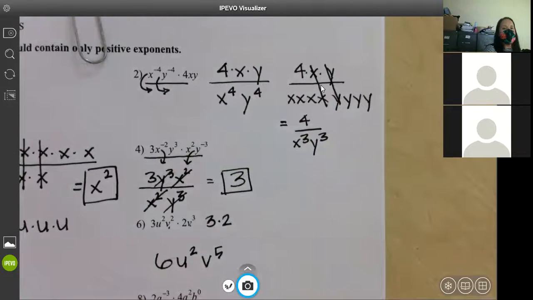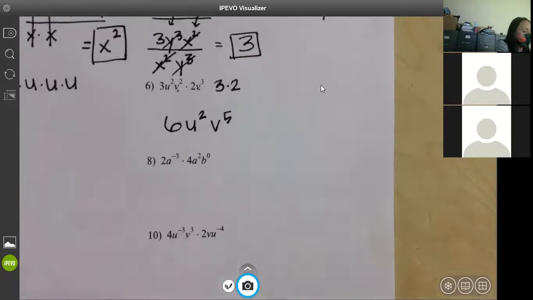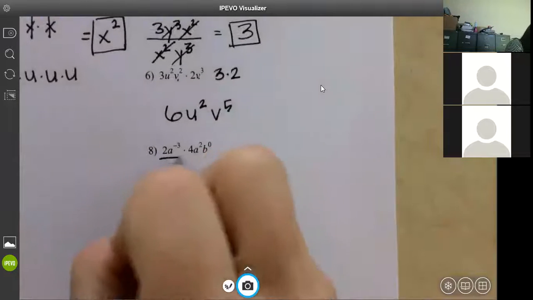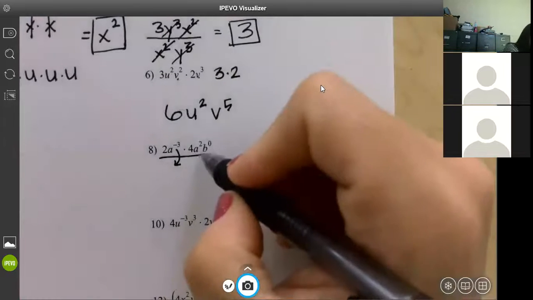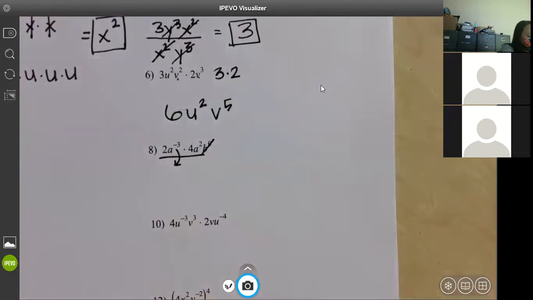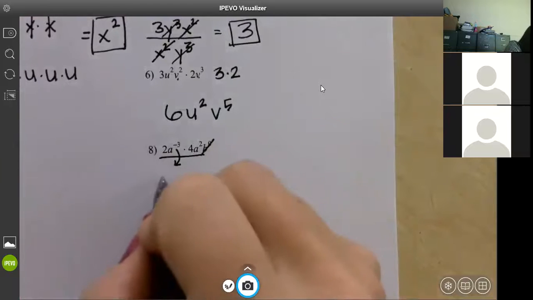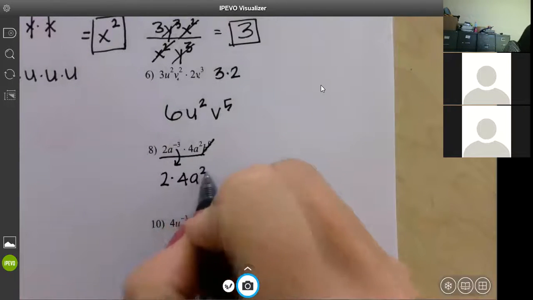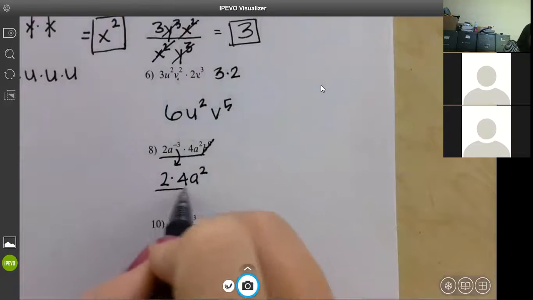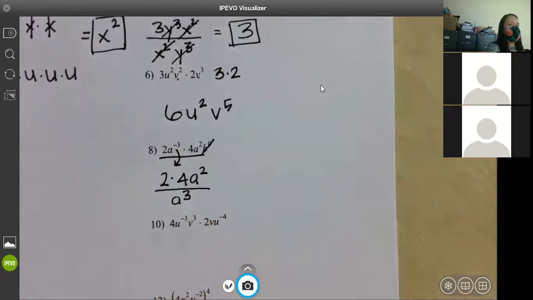All right, look at number 8. I have a negative exponent. So I'm going to move it to the bottom. What else do I have here? What can I do to it? Mark out the 0. So the 2 is going to stay on the top. The 4a squared is going to stay on the top. The a cubed is going to go on the bottom and become positive.